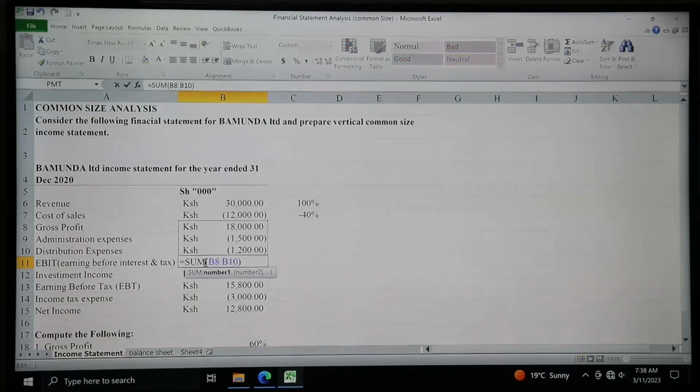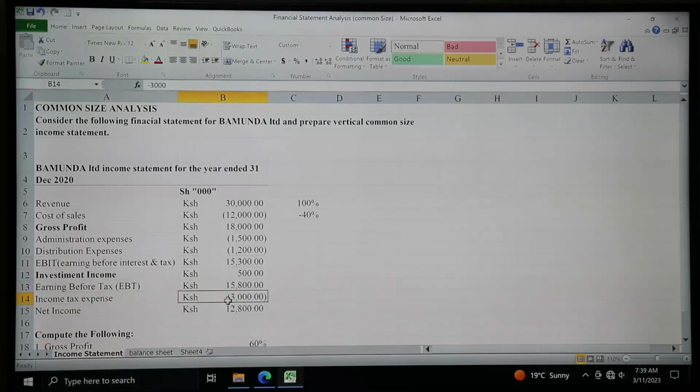Then after this, we are given the investment income. And under this, the next milestone, because we have several milestones here. And here we are told that this was 500. And from there, we are given earning before tax. Now, with this earning before interest and tax, we add the earning before tax.